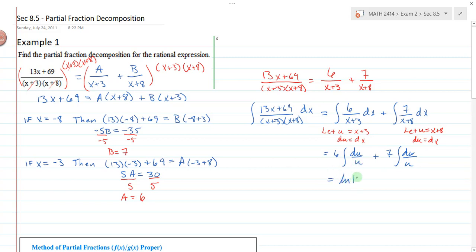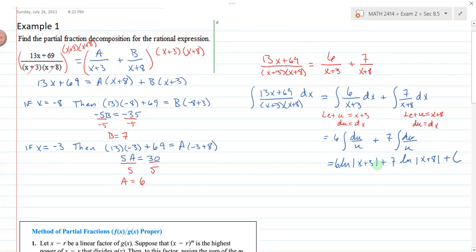It's just the natural log of u. But what was u equal to? I'll go ahead and plug that in. So this is going to be 6 times the natural log of x plus 3 plus 7 times the natural log of x plus 8. And because we didn't have bounds on the integral, we would say plus c.